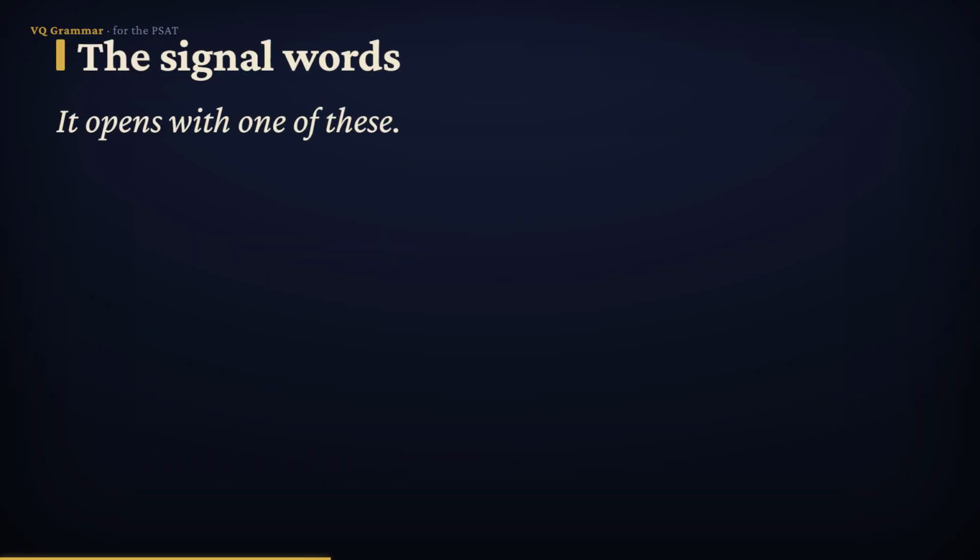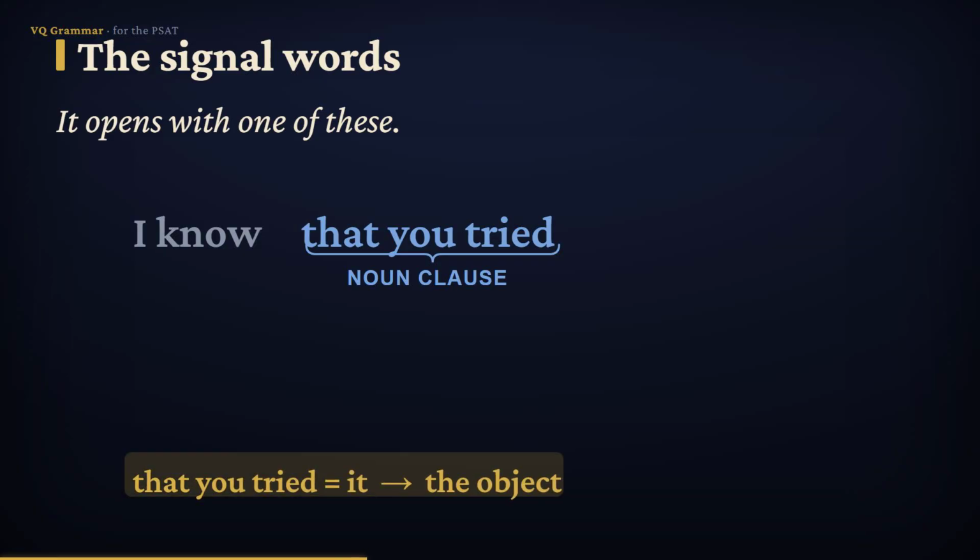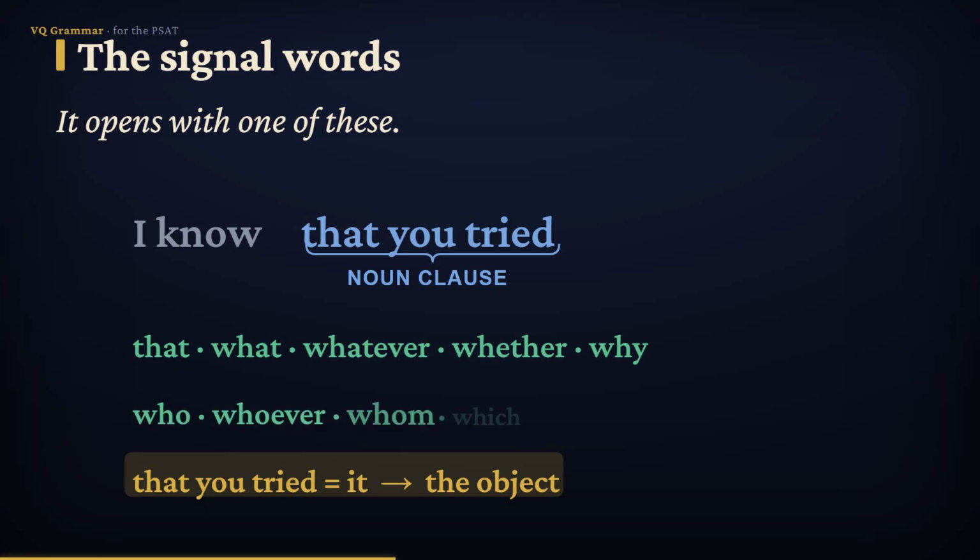Noun clauses usually announce themselves with a front word. Look, I know that you tried. The clause that you tried is the direct object of know, what I know, and you can prove it. I know it. Watch for these openers. That, what, whatever, whether, why, who, whoever, whom, which, how, and when. Spot one of these starting a clause that's filling a noun slot, and you've almost certainly found a noun clause.